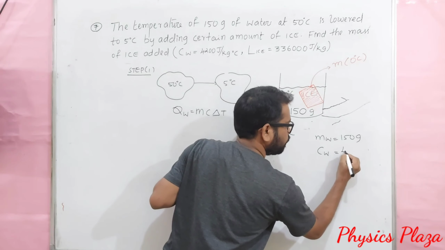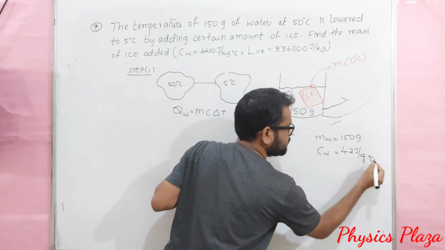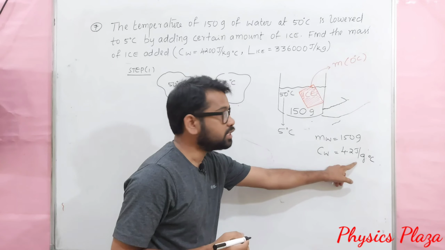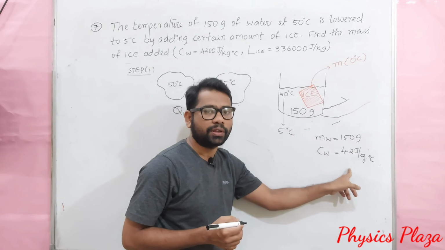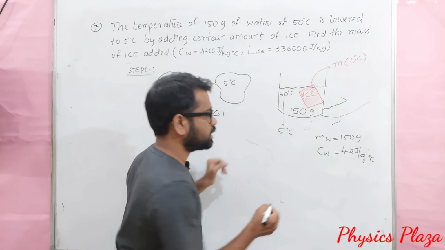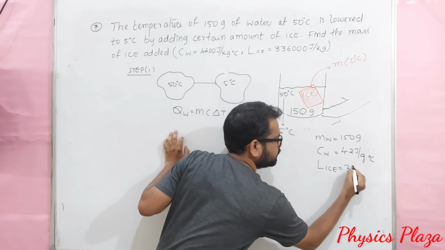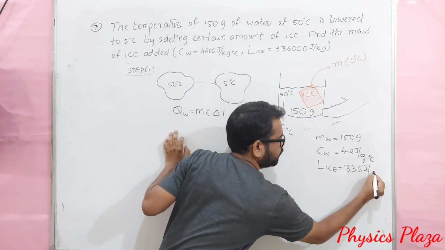So then it will become 4.2 joule per gram degrees Celsius. So that we will get an answer, that is the mass of ice in grams only. Then specific latent heat of fusion of ice is given. So that also let us express in grams only. So it is 336 joule per gram.